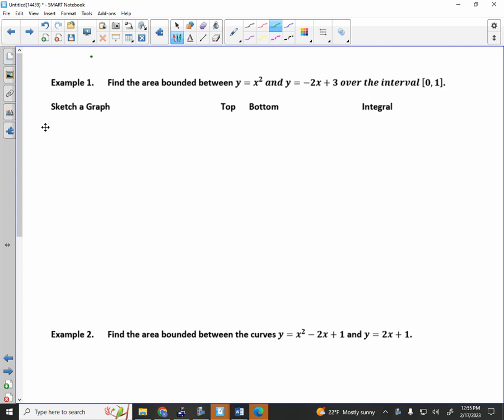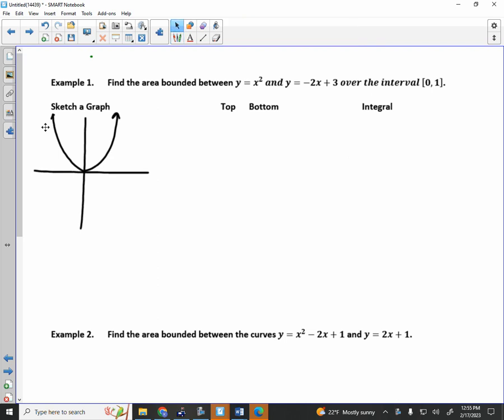So, we're going to look at the area bounded between y equals x squared and y equals negative 2x plus 3. We're going to look at the interval from 0 to 1. And what's really important is for you to identify what the picture looks like so that you know which one is on top and which one's on bottom. So what does the graph of x squared look like? It's a parabola that is centered at 0, 0. What does the graph of y equals negative 2x plus 3 look like? It's a line, goes through 3 and has a slope of negative 2, so it looks something like that.